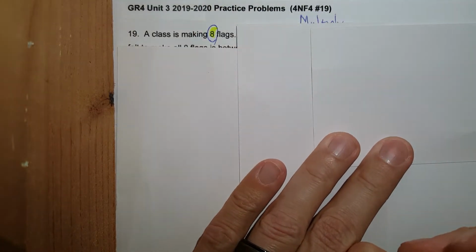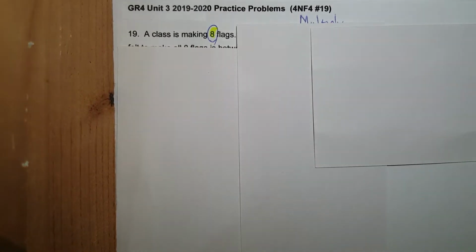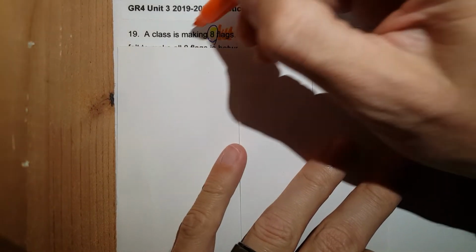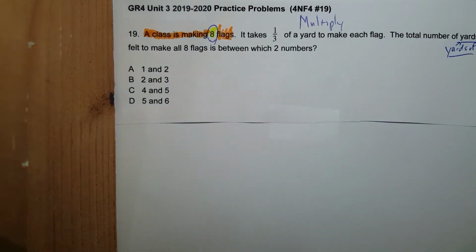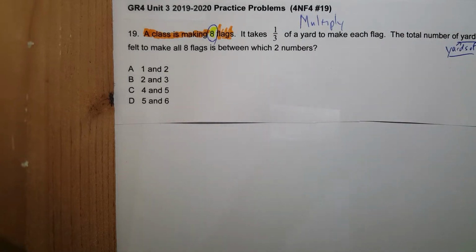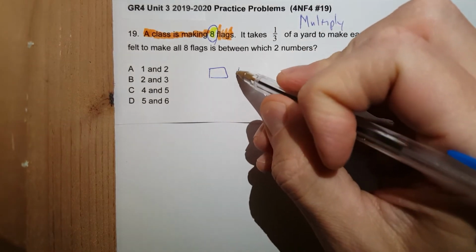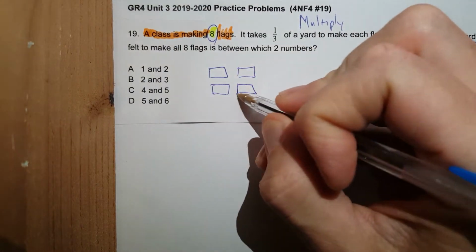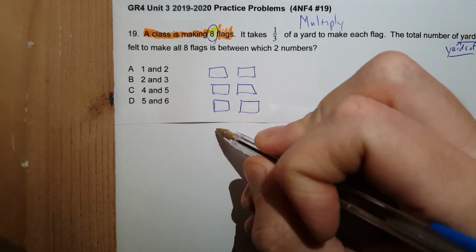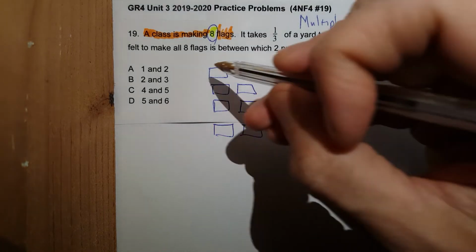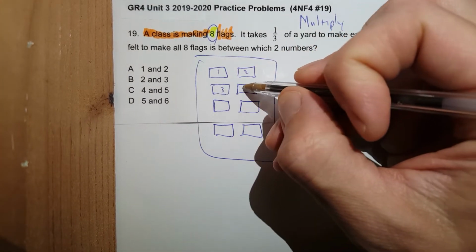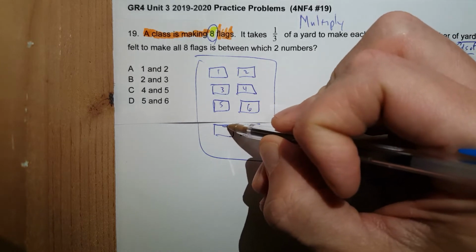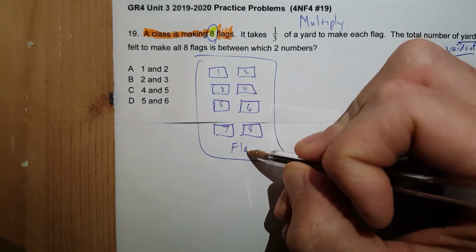Now watch this trick. I'm going to take sentence number 1 and make this step number 1. Move that over here. Flags. Flags are kind of rectangular. They are. Not kind of. There's 8 of them. 1, 2, 3, 4, 5, 6, 7, 8 flags.